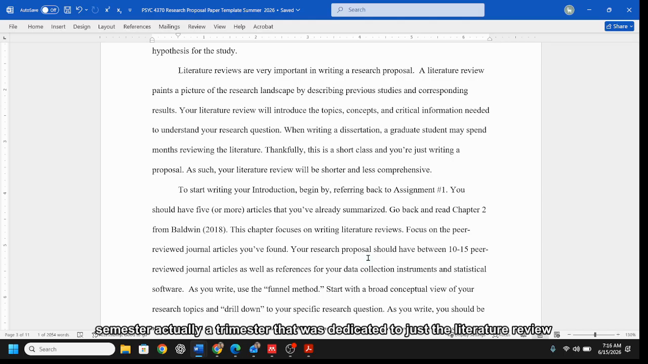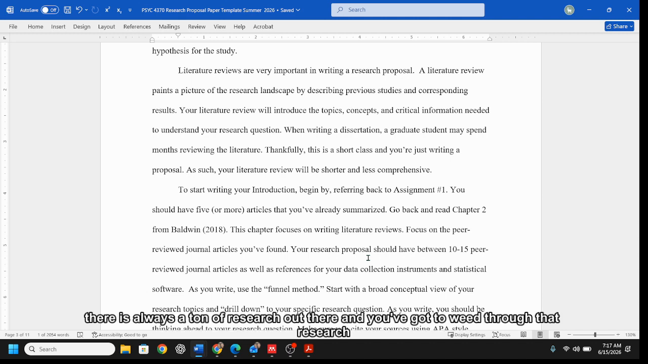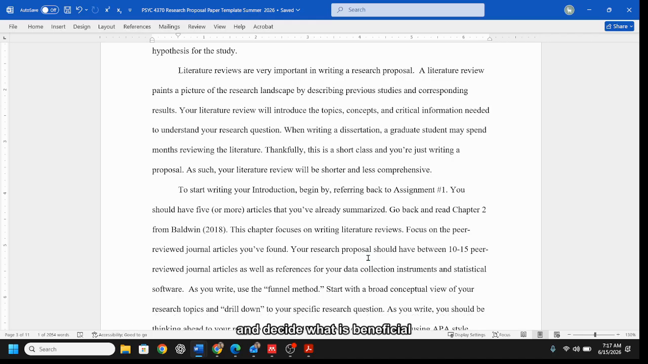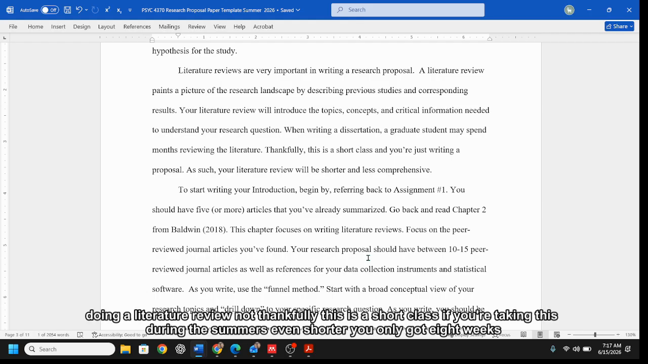In my graduate work for my doctoral dissertation, we had a semester, or actually a trimester, that was dedicated to just the literature review, because you'll find that even though you are doing a research project with a clear research question, there is always a ton of research out there, and you've got to weed through that research and decide what is beneficial to your story and what isn't. And that is a long process. There's a whole chapter in the Baldwin book dedicated to doing a literature review.